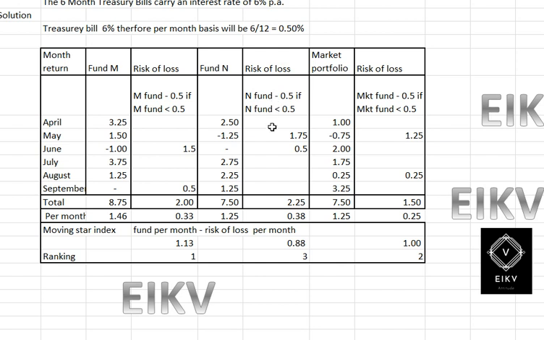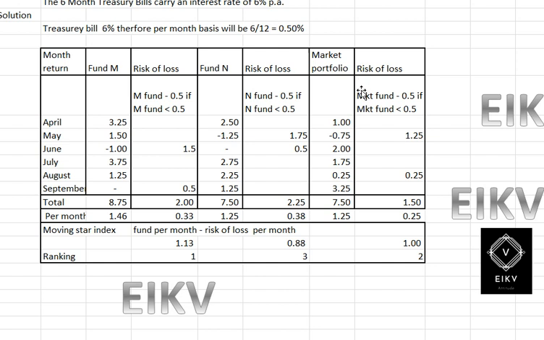In case of N, in the second month it would be 1.25 as the return. Therefore the risk of loss would be 1.25 minus 0.5, which will give you 1.75, and for the June month the return would be 0. Therefore 0 minus 0.5 will give you 0.5. Therefore when we take the total, the return of fund N will be 7.5 and risk of losses will be 2.25.